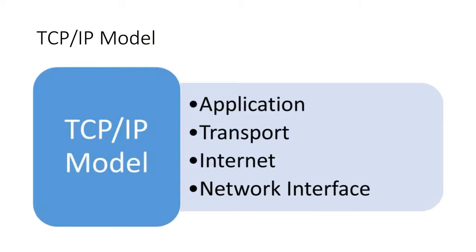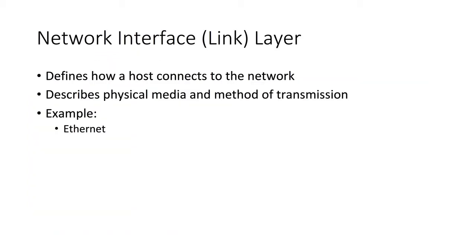Now that we're done talking about the OSI model, let's talk about the TCP/IP model and the layers that it makes up. The first layer of the TCP/IP model that we'll discuss is the network interface or link layer. This layer defines how a host connects to the network. It describes the physical media and the method of transmission. For example, when someone refers to Ethernet, Ethernet would be considered a link layer protocol, and it also refers to the cable or the physical media that the device and the communication is going across.